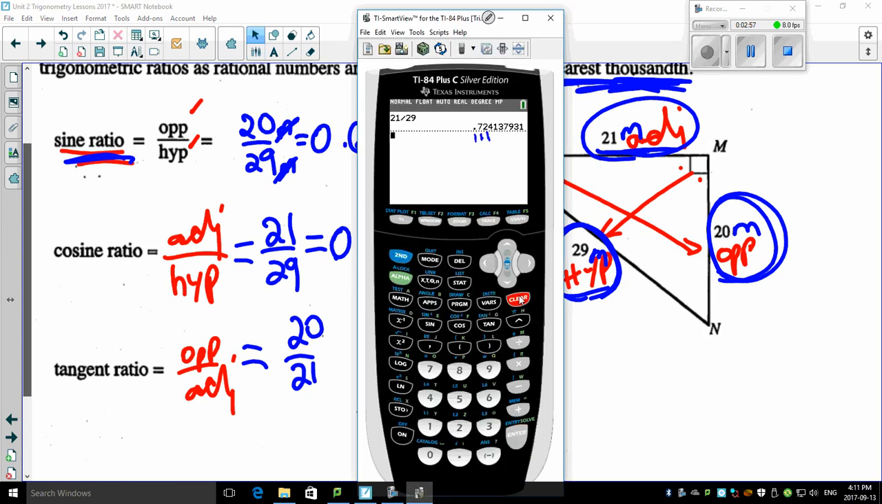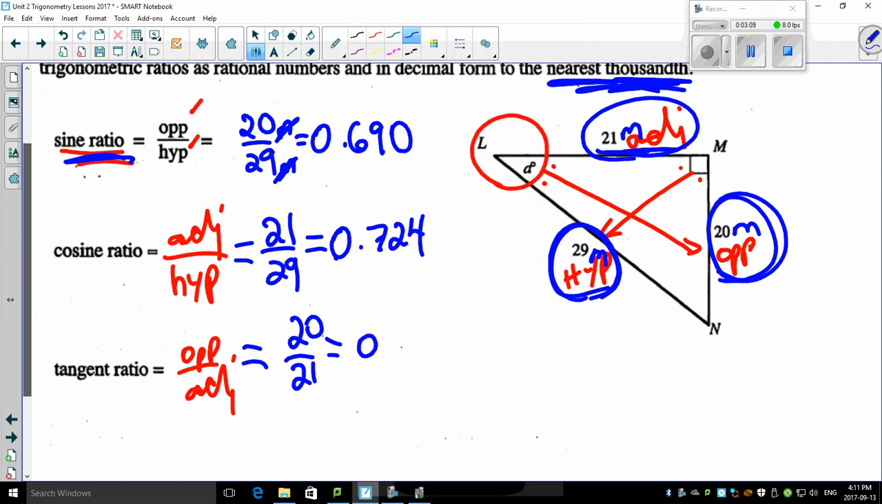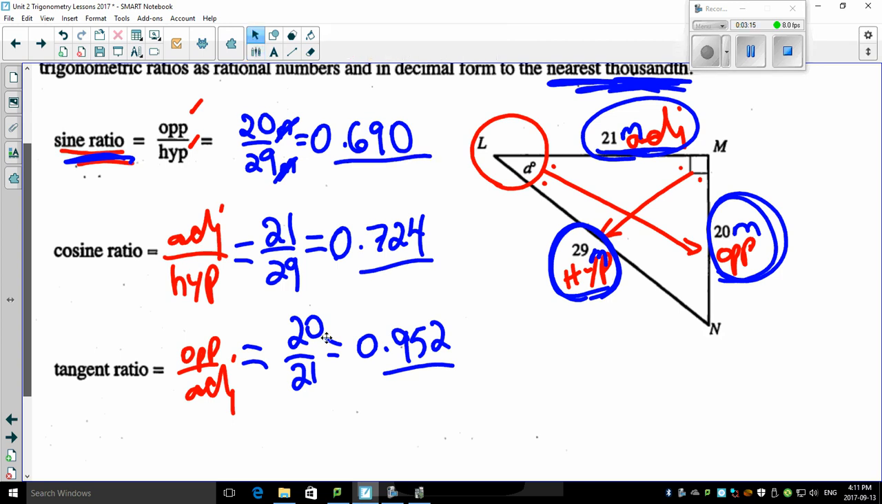Tangent, same idea. I'm just going to clean this off. There we go. 20 divided by 21 works out to be 0.952. And that's how you figure out all of the ratios based on SOH-CAH-TOA. Now, the next question we're going to look at, I'm not going to tell you whether to use sine, cosine, or tangent. You're going to have to figure it out on your own.